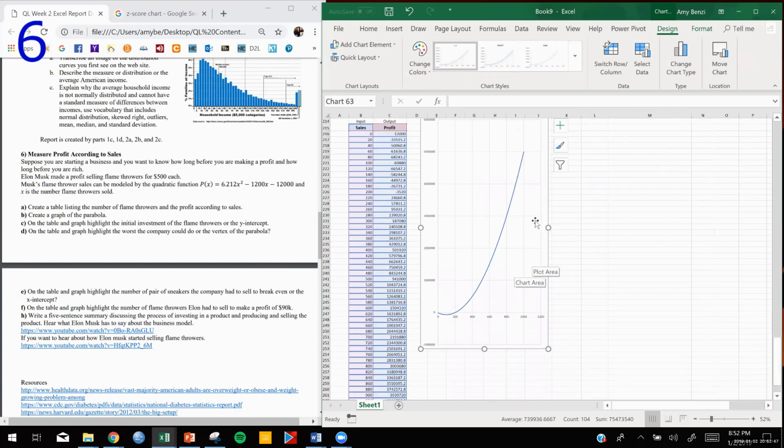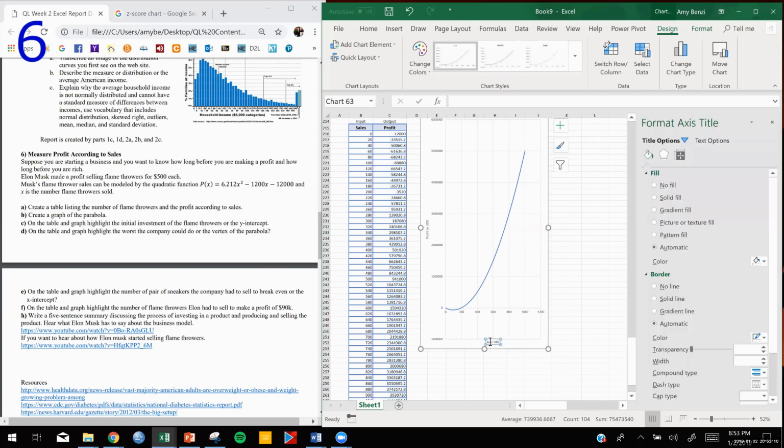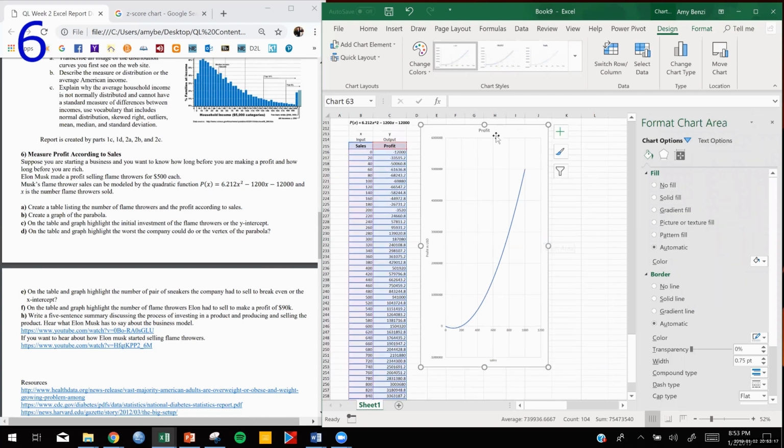All right, I'm going to change a couple things. First of all, I'm going to want to put some axes titles. So make sure these axes are titled. This is the amount in dollars. So this is going to be the profit in US dollars. And this is going to be the number of sales. All right, now you're also going to name this. So this is a flamethrower business profit, however you decide to put that on there.